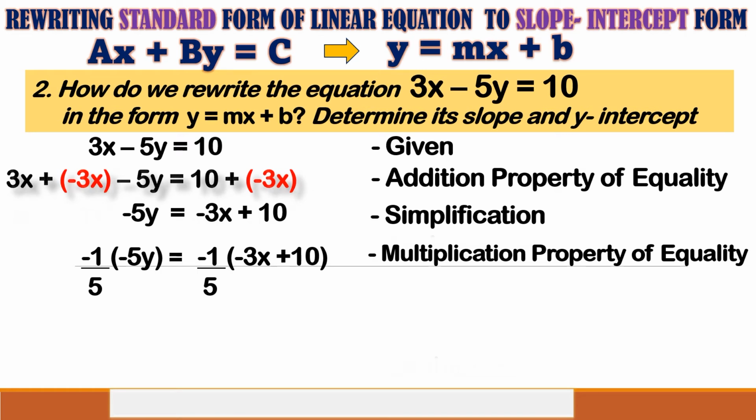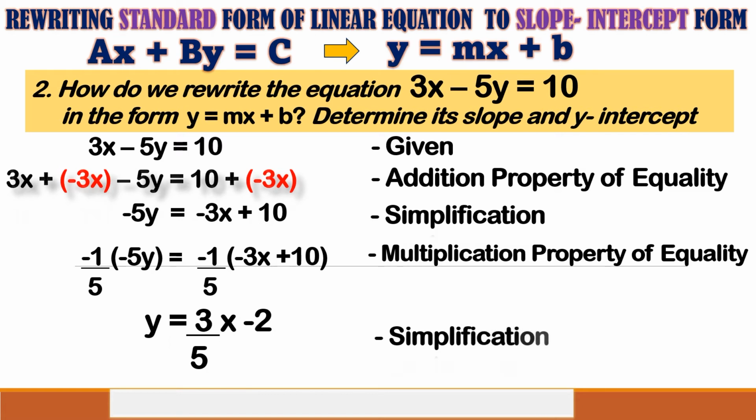negative 1 times negative 3x, divided by 5 is positive 3 over 5x, and negative 1 times 10 is negative 10, divided by 5 is negative 2. So therefore, we have y equals 3/5 x minus 2 by simplification. So what is the slope and the y-intercept? So the slope is obviously 3/5, and for the y-intercept, that is negative 2.